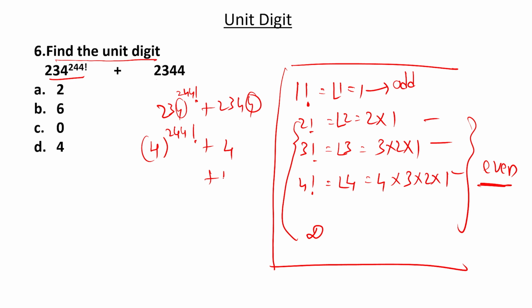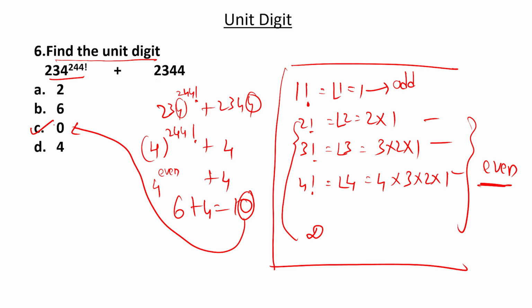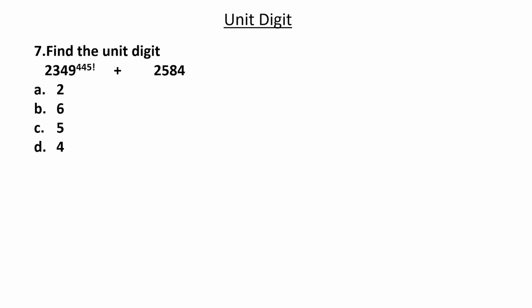Here 4 power 1 is equal to 4, we know, but here it is 244 factorial. That means after 1, whatever the factorial value may be, it is even. So it is 4 power of even. If you revise the previous lessons that I taught you, you can easily answer this one. 4 power even is 6, plus 4 is 10. I'll get the value 0, and this is the answer. I hope you understand it. If you don't understand it, please replay it so that you get an understanding about this question. Okay, let's move on to the next one.